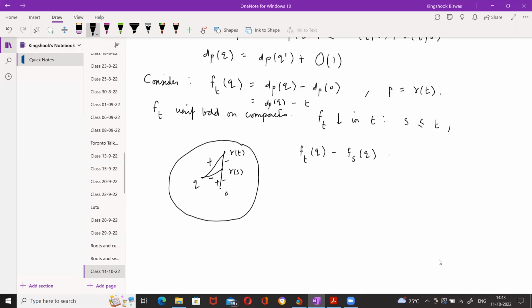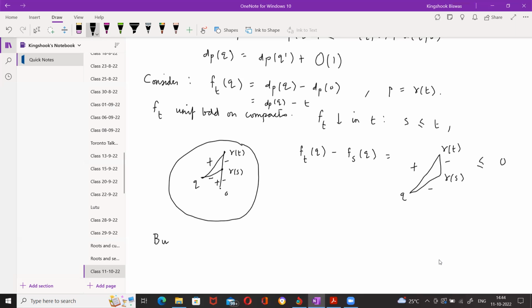So this will be what? I'll get this triangle, a plus and a minus here. This is gamma S. This is gamma T. This is Q. So this is less than or equal to 0 by the triangle inequality. So that means it's decreasing in t. Therefore it converges to a limit. It's bounded, so it converges to a limit. Is this all right? Yes, sir.